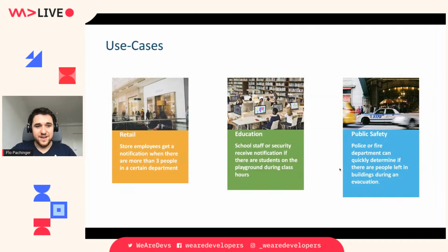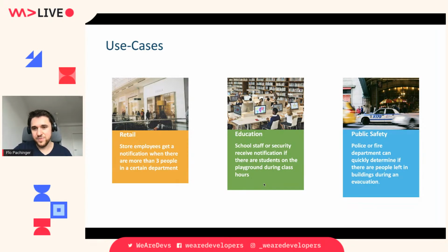Use cases, for example: in which sectors could this be? In retail, for sure. What we've just seen: store employees get a notification if there are more customers in an area. In education, for example, are students allowed to be in the playground during class? Or is anything else happening in the classroom that the camera is detecting?